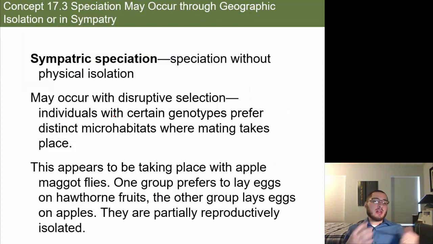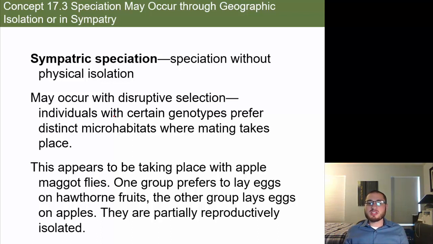The other type of speciation: allopatric speciation is talking about separating them because of a physical barrier, while sympatric speciation occurs when there's no physical isolation. It may occur with disruptive selection, where individuals with certain genotypes prefer certain habitats or microhabitats within their habitat, where mating takes place, and over time this is going to have a big impact. So if one species is divided into two groups, where one likes to mate here and one likes to mate here, or one likes to eat this type of food and one likes to eat that type of food, you have this grouping occurring, and that's where one species can become two separate species. That's where a speciation event can occur via sympatric speciation.